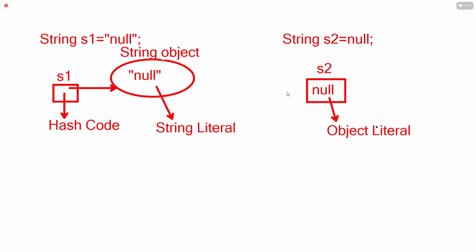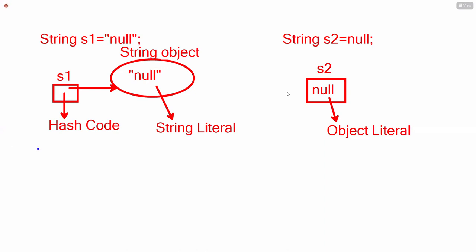Object literal. 6 categories of literals: integer literal, floating point literal, character literal, string literal, Boolean literal, object literal. Okay. Only the string literal is an object. The object literal is also not an object. Only the string literal is an object. Other literals are not objects. Every string literal itself is an object. When do we use the object literal? If the object is not there, the object literal is stored. In the place of the hash code, the object literal is stored.